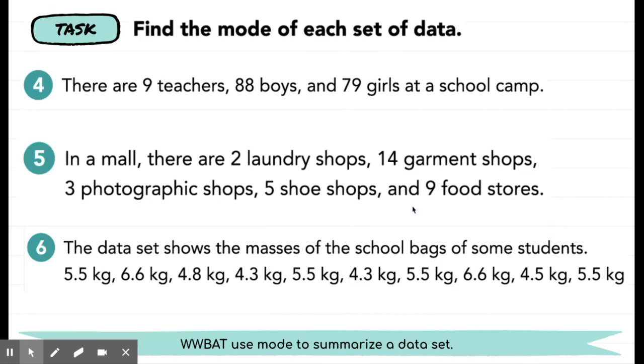So for your turn, you're going to answer these 3 questions. You're looking at the value that appears most often. I'm going to give you 5 minutes to answer the questions, and I'll be back in a moment.